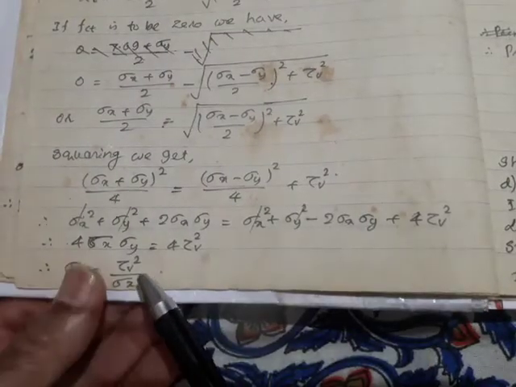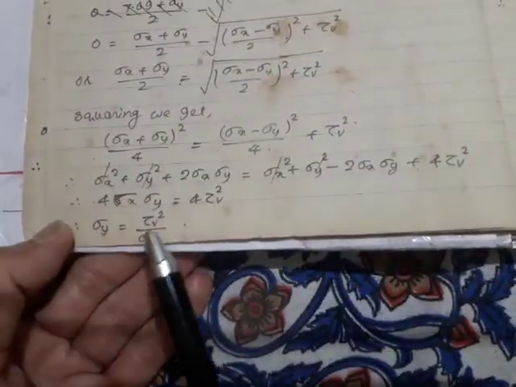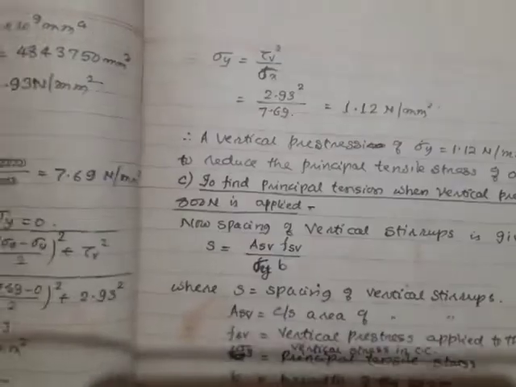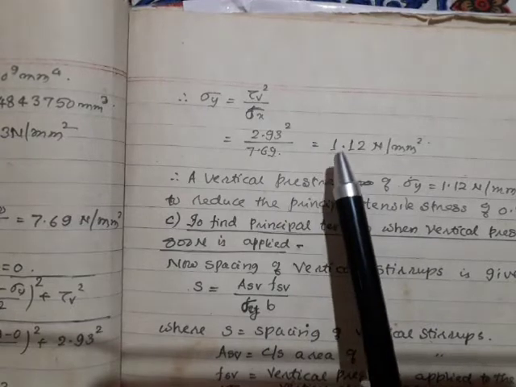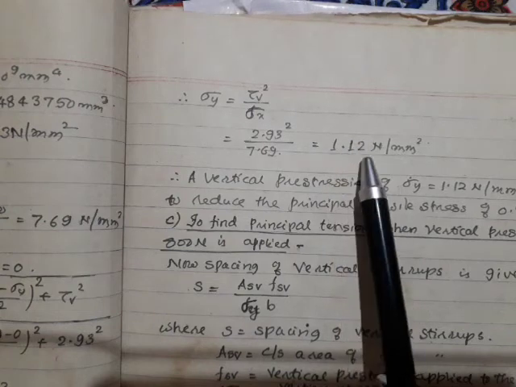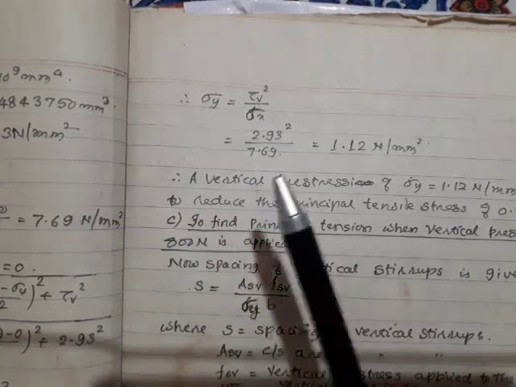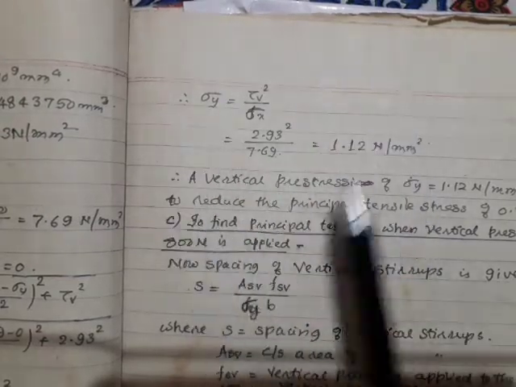Am I right now? So now in this equation, I know tau v because just now you have written it, and sigma x I know. Just fill up. If I fill up those things, sigma y becomes 1.12 Newton per m square. In the sense, if I apply 1.12 Newton per m square as my vertical pre-stress, then your principal tension is going to become 0. That is what is the meaning.